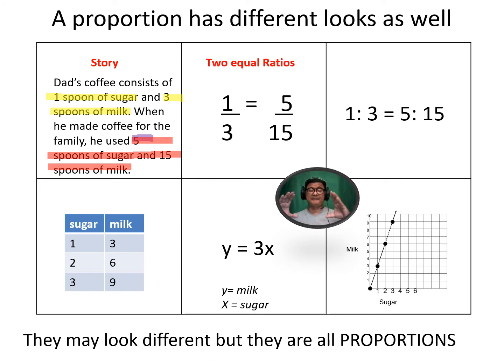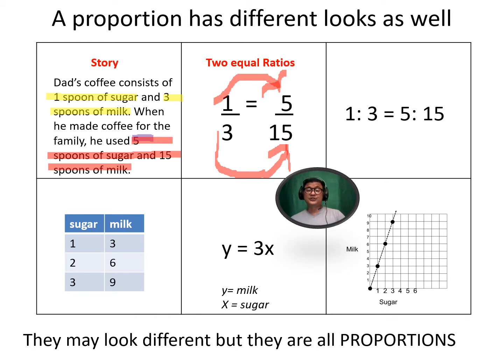You've studied that in the past. It's like a fraction equal to another fraction. Now, if you look at this, 1 over 3 is equal to 5 over 15. Correct, because 1 times 5 is 5, and 3 times 5 is 15. There's another way to check if they're correct.